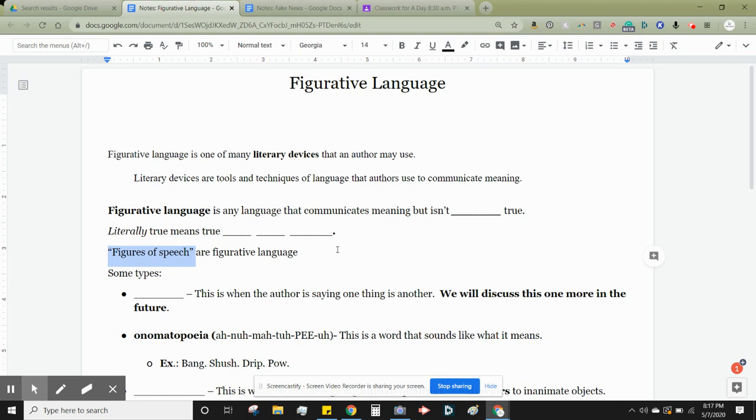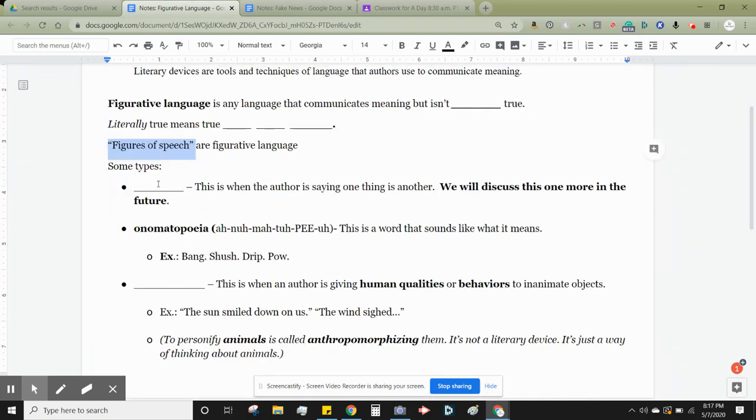Okay, so there are a lot of types of figurative language, and this first one is metaphor.